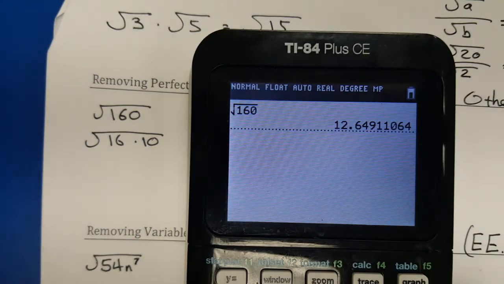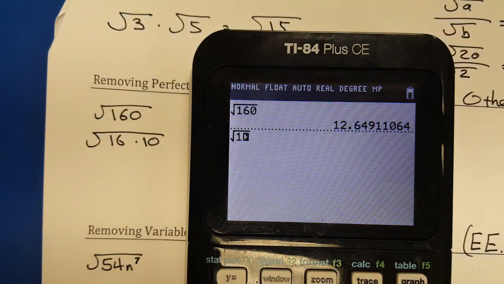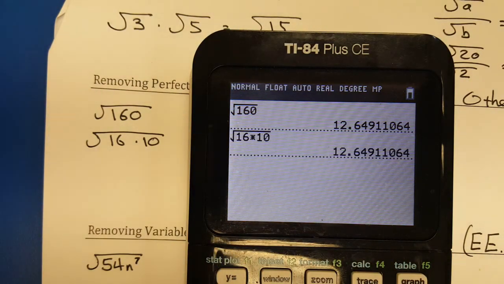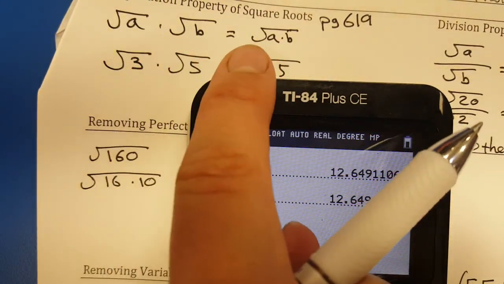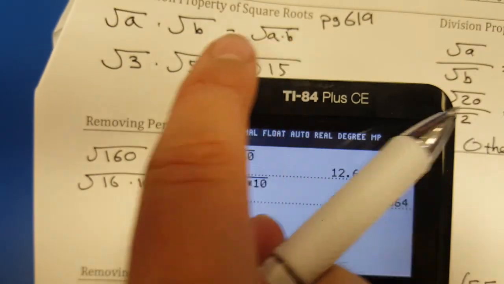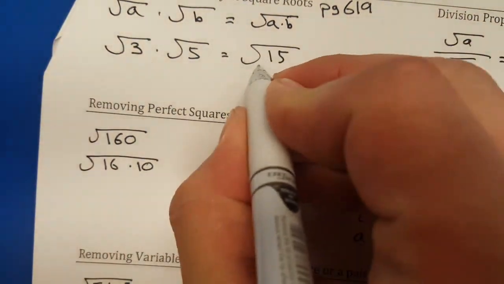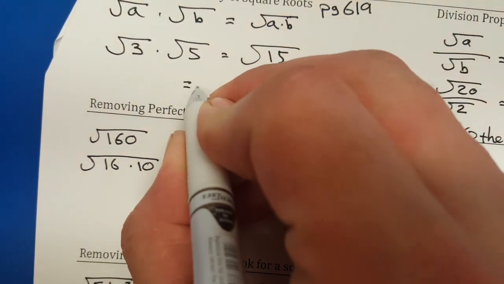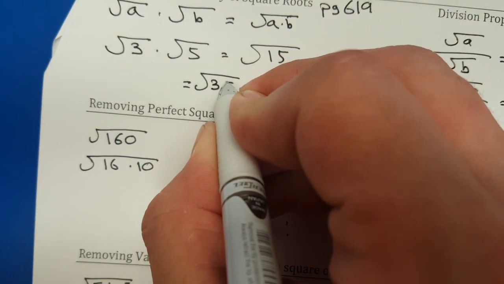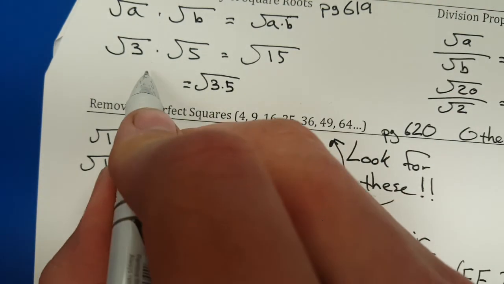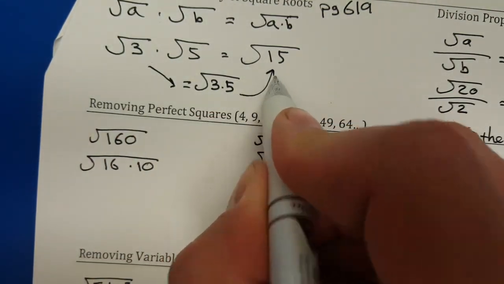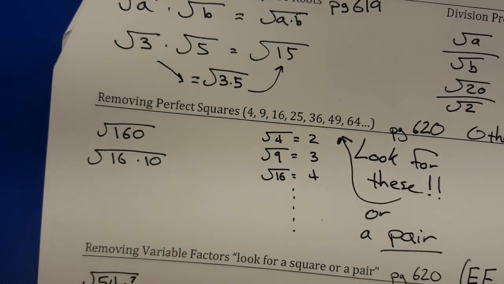Let's see if the calculator backs me up there. Square root of 16 times 10. Look at that, still the same number. I just rewrote it. All I'm doing is using this property right here, breaking down the number into two pieces. I guess I could even add one more piece. I kind of skipped a step. I could rewrite it as the square root of 3 times 5. I should have gone from here to there, but whatever, I can take 3 times 5 in my head.